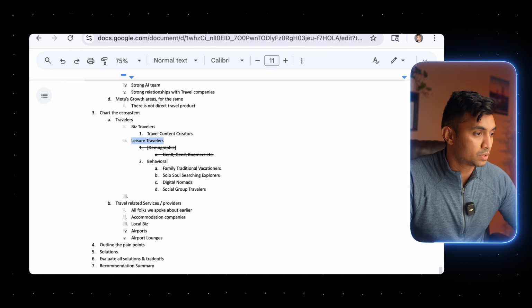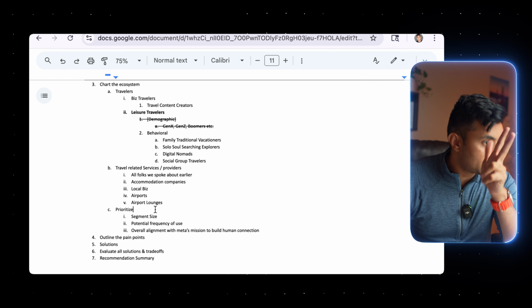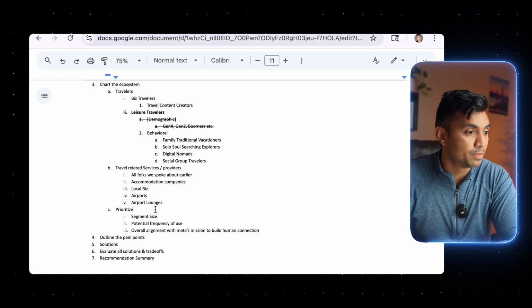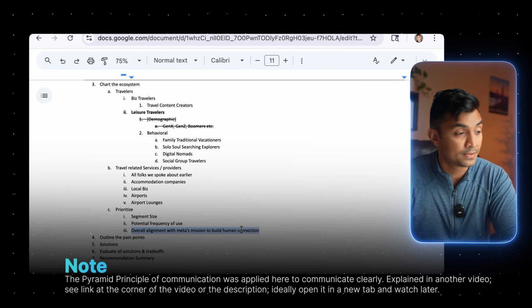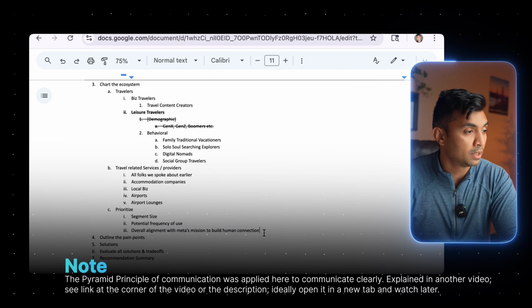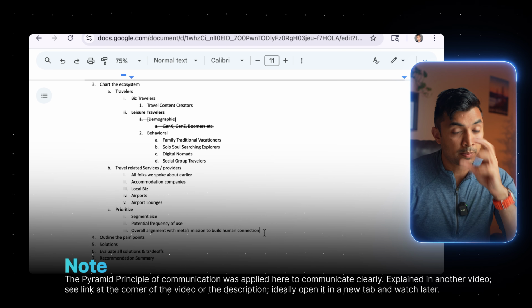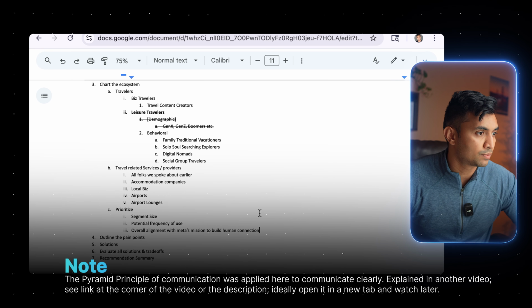Okay, need to scroll. So I think within the behavioral segment, I'm going to prioritize based on three criteria. First, segment size. Second, potential frequency of use. And third, an overall alignment with Meta's mission to build human connection. This is something that most people miss and has served me really well in prioritizing in a good way, remembering what company we actually are solving this for.